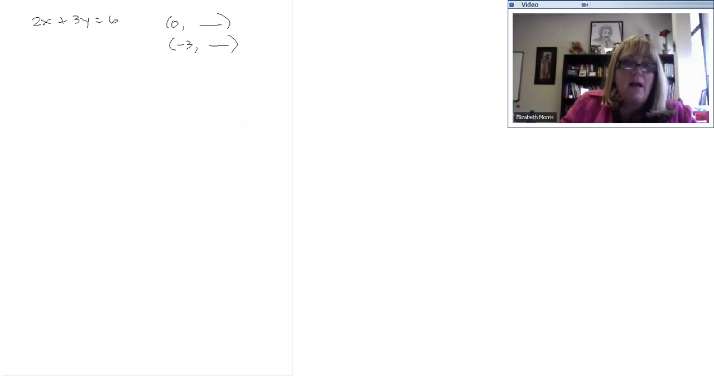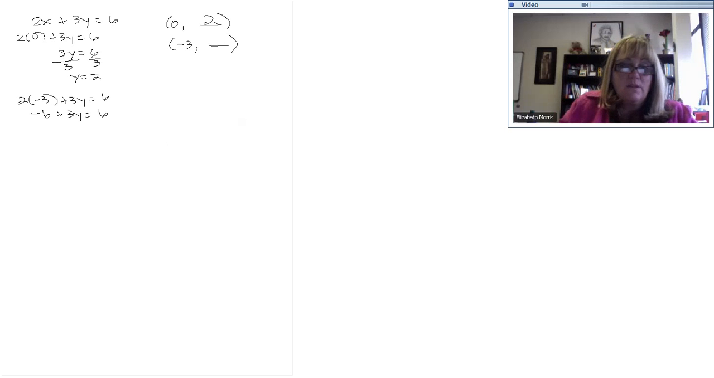Earlier we had 2x plus 3y equals 6, and you were given 0 and you had to find that, and -3 and you had to find that. So 2 times 0 plus 3y equals 6, so 3y equals 6, divide by 3, and y is 2. And then 2 times -3 plus 3y equals 6, so -6 plus 3y equals 6. Add 6 to both sides, you get 3y equals 12. Divide by 3, and you get y is 4.